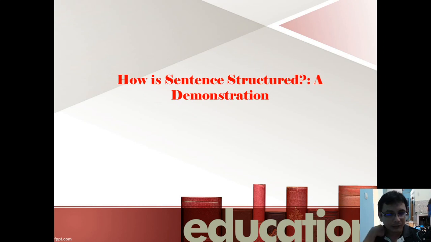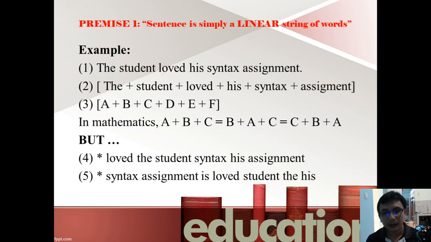Now, the question is, how is a sentence structured? I'm going to do a demonstration here. The first premise that we are going to test today is that a sentence is simply a linear string of words. What do I mean by that? For example, we have a sentence, the student loved his syntax assignment, right? If we believe that a sentence is simply a linear string of words, then the student loved his syntax assignment constitutes the plus student plus loved plus his plus syntax plus assignment.